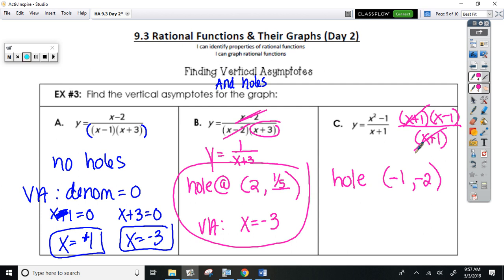Vertical asymptotes. Parker. Why is it -2? When you take the x value and plug it back in, I plugged it in wrong. -1 minus 1. Yeah, I plugged it into the x, the one that you got rid of. Is there a vertical asymptote? No, you're not left with the denominator at all, so just say no VA.